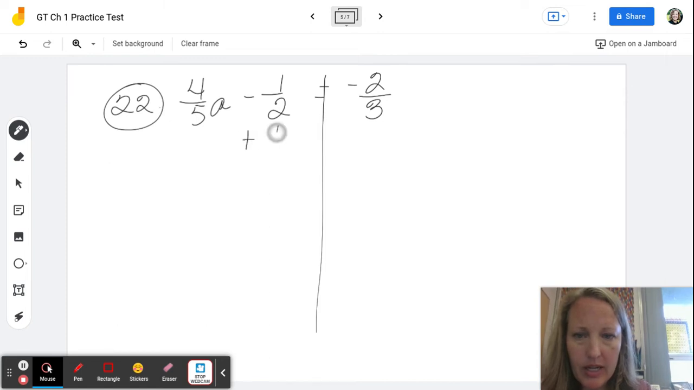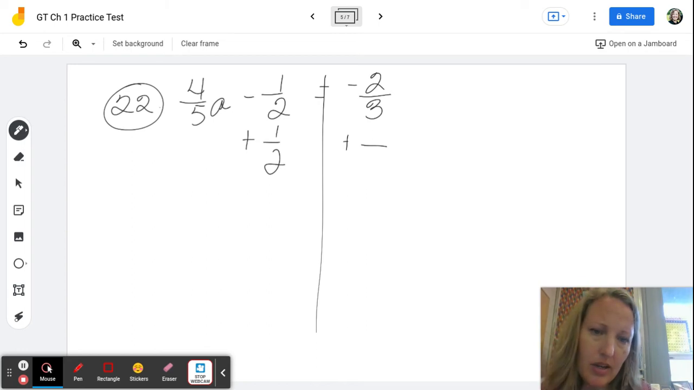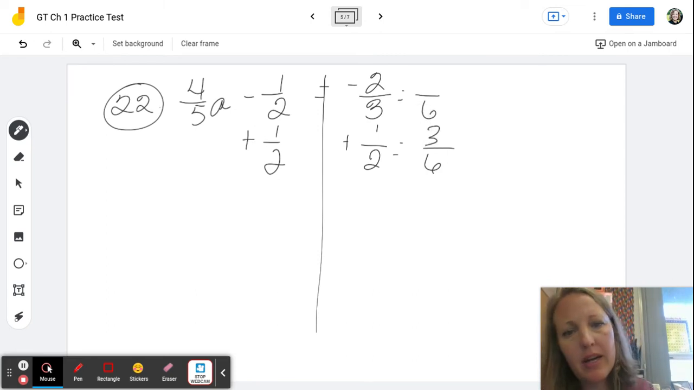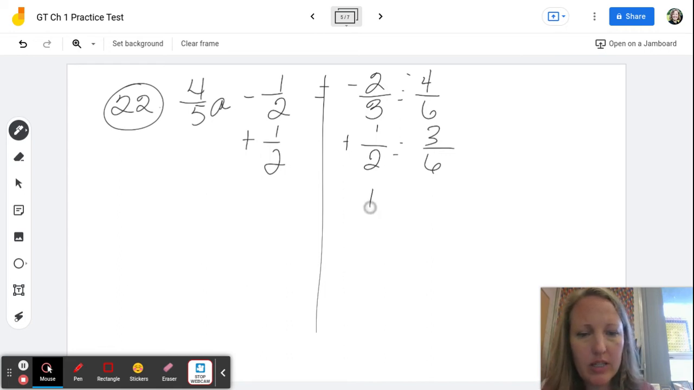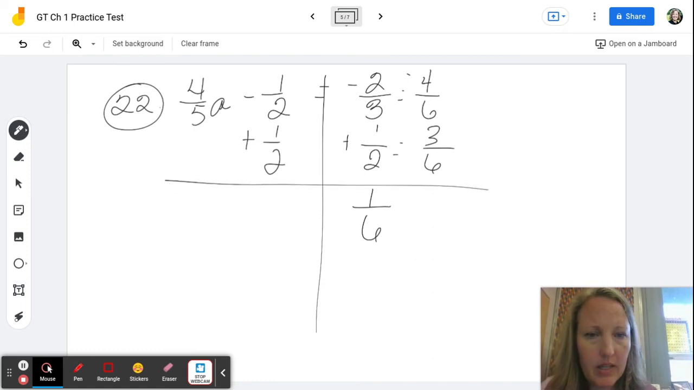Fraction. So we're going to add a half. That's the same as, so add a half. And so that's the same as having how many sixths? 3/6, and 2/3 is the same as 4/6. Be sure you keep the sign with it. So that's a negative 4/6 plus 3/6. So we're going to subtract 4 minus 3 and get 1/6 here. And we're going to keep that negative sign.